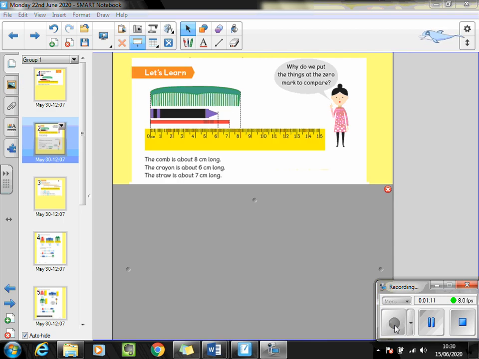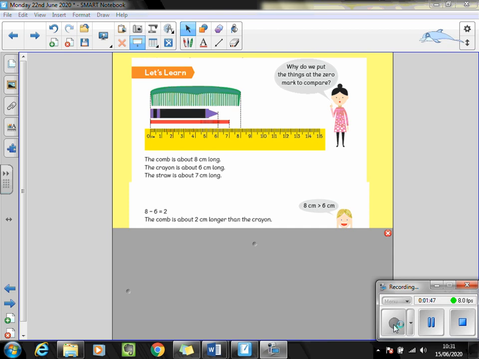Now, being able to move these objects so they start at 0 centimetres straight away, without even looking at the numbers on the ruler, we can see which object is the longest and which object is the shortest. So we can see there that the comb is about 8 centimetres long. The crayon is about 6 centimetres long. And the straw is about 7 centimetres long. So which is the longest object? Which is the shortest object?